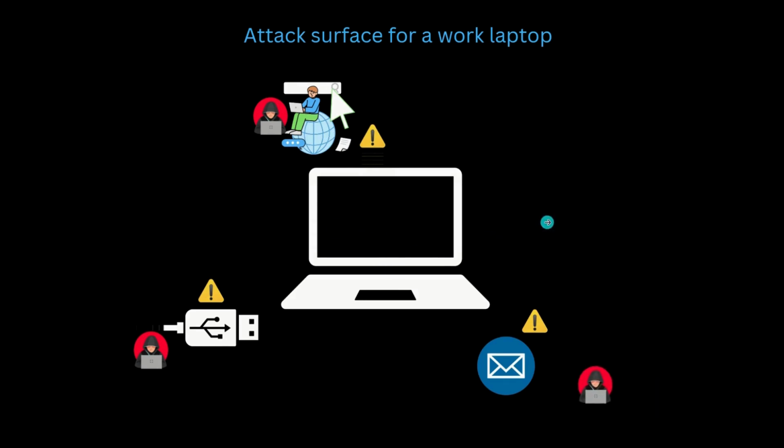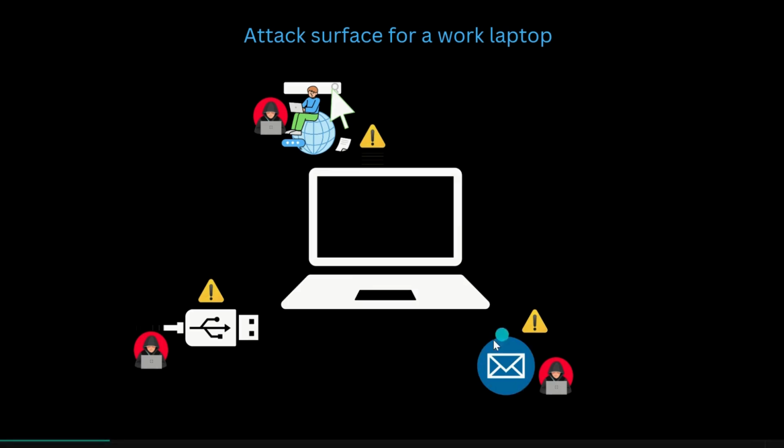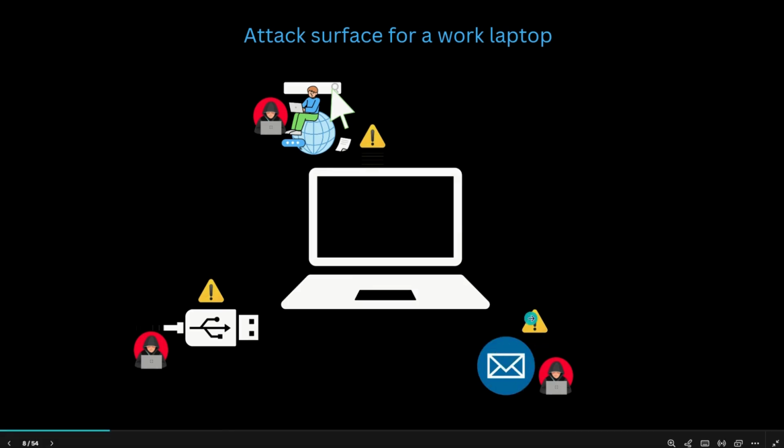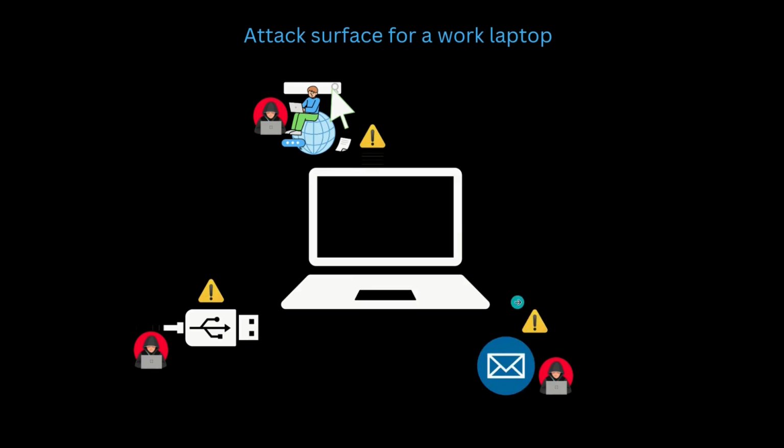Then email. Phishing remains one of the most effective ways to compromise a laptop and the most exploited attack vector. Malicious emails containing links to fake login pages, stealing credentials, infected attachments. So attackers can use business email compromise techniques to impersonate trusted sources and manipulate users.